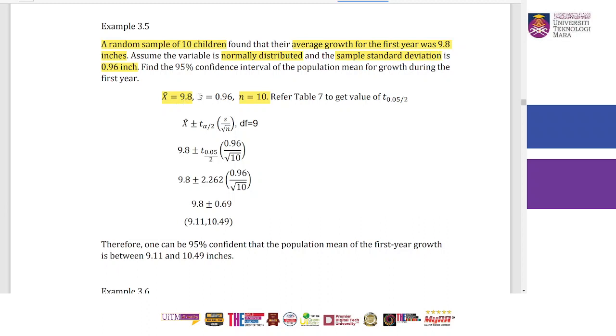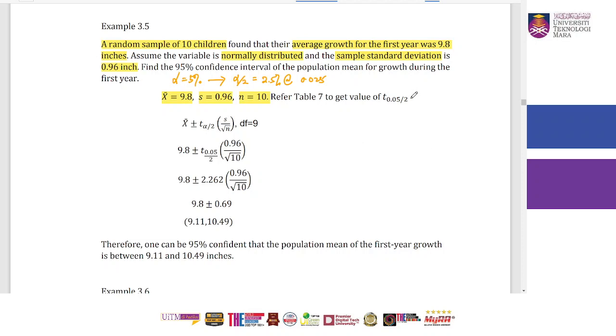Okay, so kita akan dapat kat sini, S equal to 0.96. Okay, based on this information, you know that you need to use the T distribution. So, in order to find the confidence interval, you need the T here, the alpha is equal to, so based on this one, alpha is equal to 5%. Okay, so that means in this situation, alpha over 2 is simply equal to 2.5%, right?